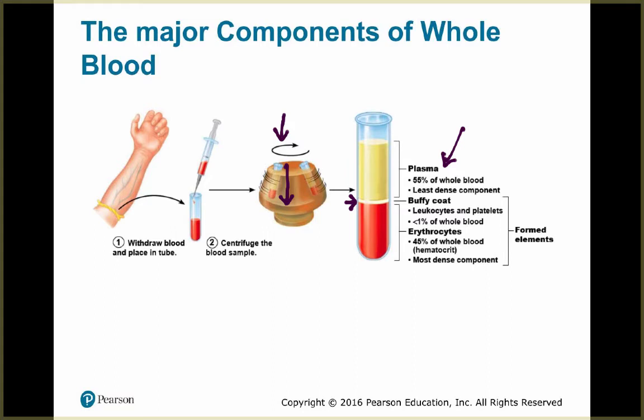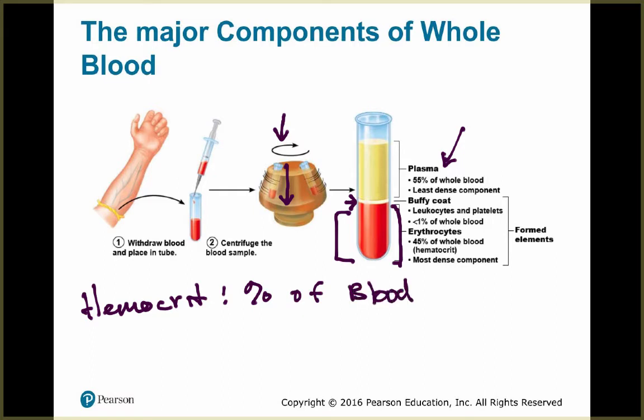Now, as you can see in this bottom part, if you look in here, is where all the erythrocytes are. And so this is about 45% of the blood. You can look at that as a hematocrit. And what that is, is basically the percentage of blood volume that's considered red blood cells. So if you can see on here, they're looking on average at about 45%.